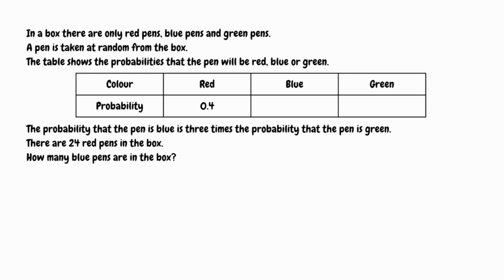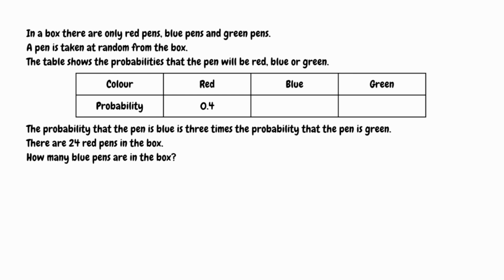We can see from the table that at the minute, we only have the probability of red, which is 0.4. The probability that the pen is blue is 3 times the probability that the pen is green. There are 24 red pens in the box. How many blue pens are in the box? To begin this question, we want to complete our table of probabilities.